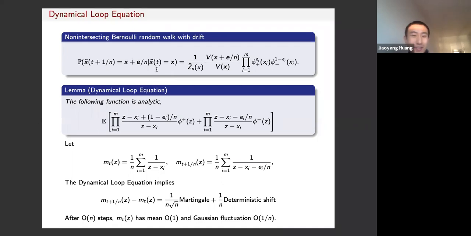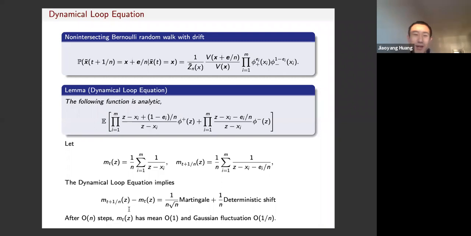And if you denote the Stieltjes transform for configuration x by just 1 over n, the sum over 1 over z minus xi, and the configuration after 1 jump at x plus e over n, the Stieltjes transform by 1 over n, the sum over 1 over z minus xi minus ei over n. So here the randomness is at those ei. And then analyze this dynamical loop equation, you can get the change for the Stieltjes transform.